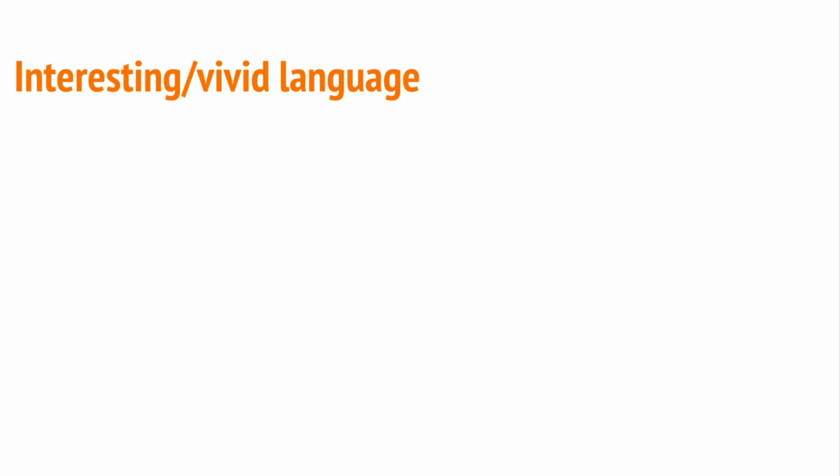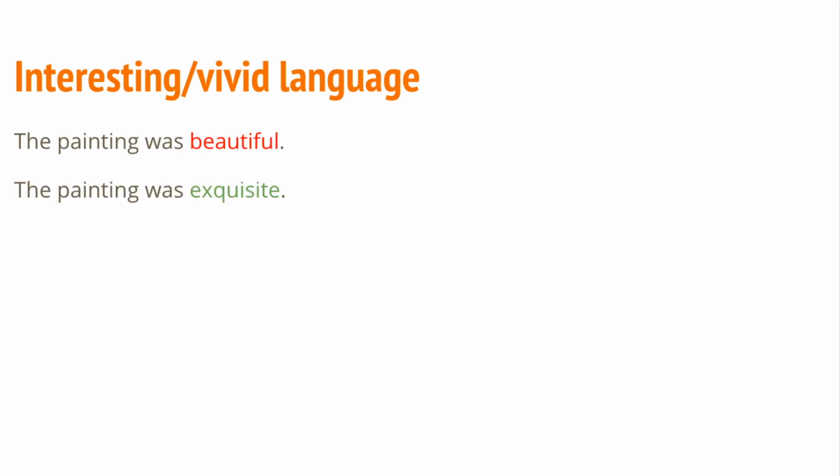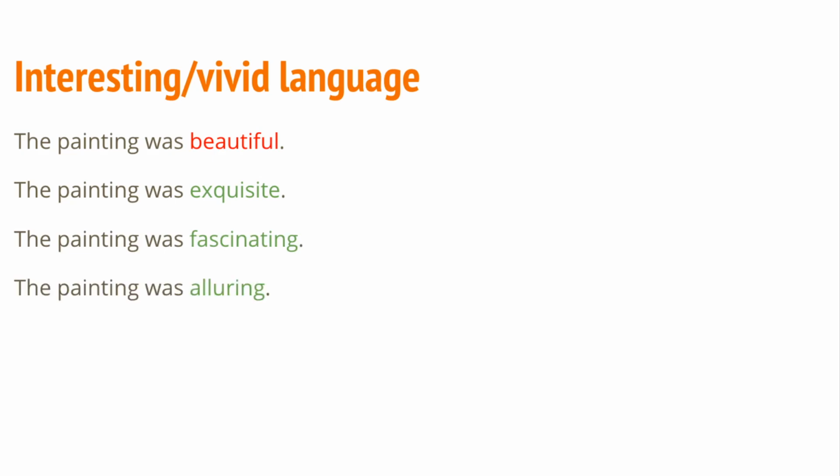Let's have one more example. The painting was beautiful. Again, fair enough. It's not wrong, but it's not particularly interesting or vivid. So maybe we can say that the painting was exquisite. So in this case, it was detailed and beautiful. Or maybe the painting was fascinating. Okay, there was something about it that was really drawing you in. It was pulling you in. You couldn't take your eyes off it. Or maybe the painting was alluring.